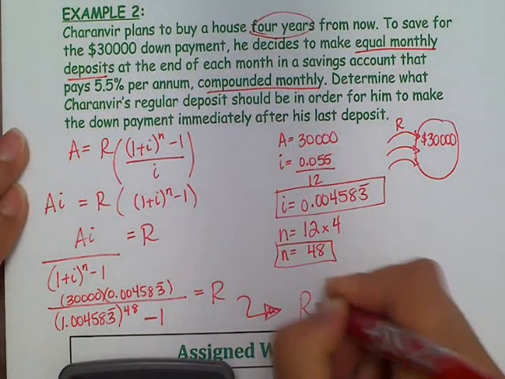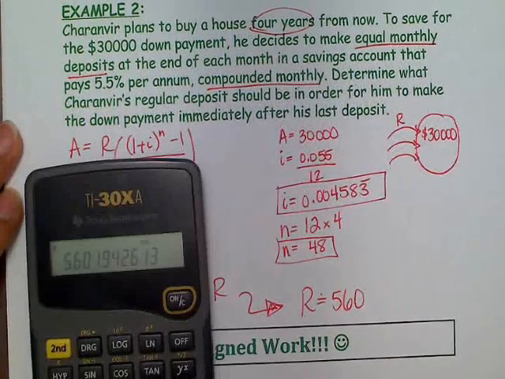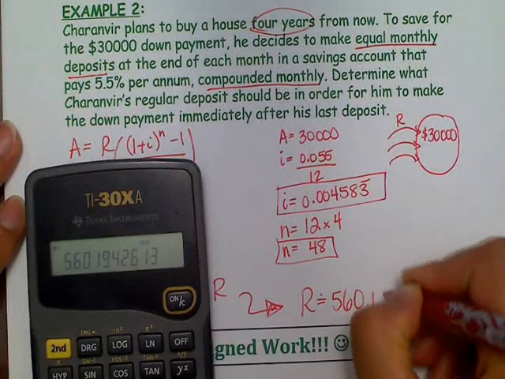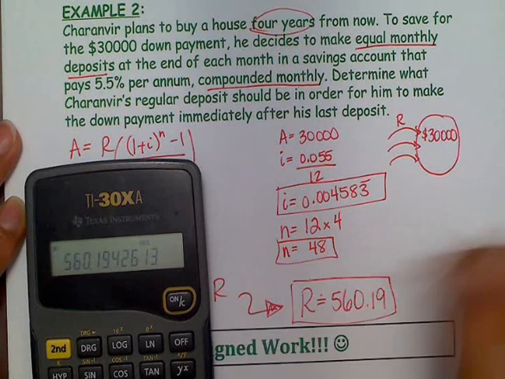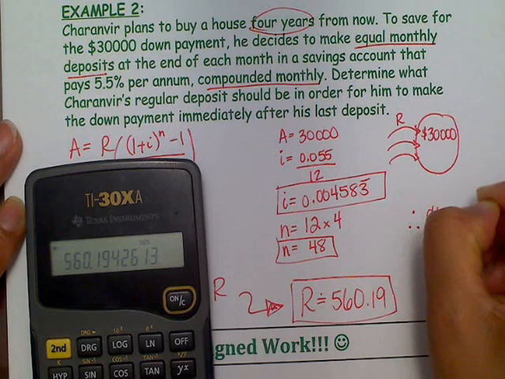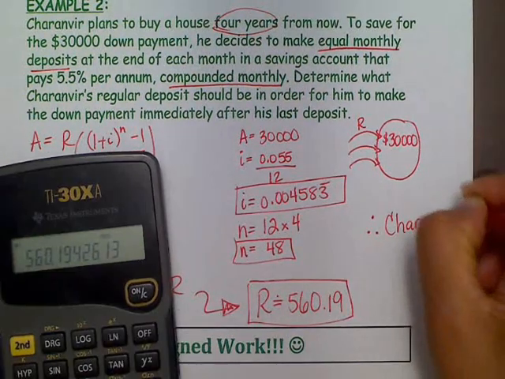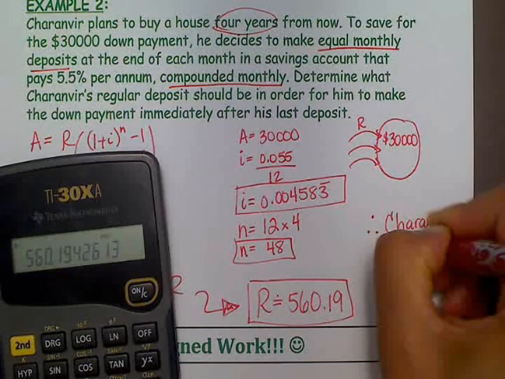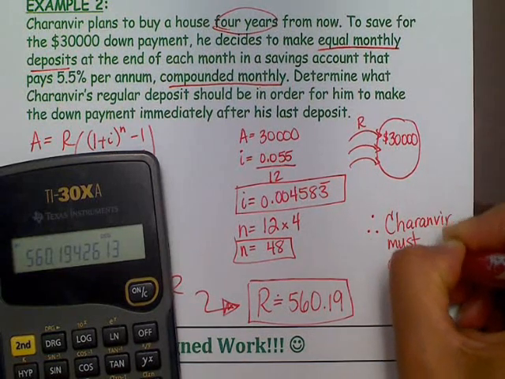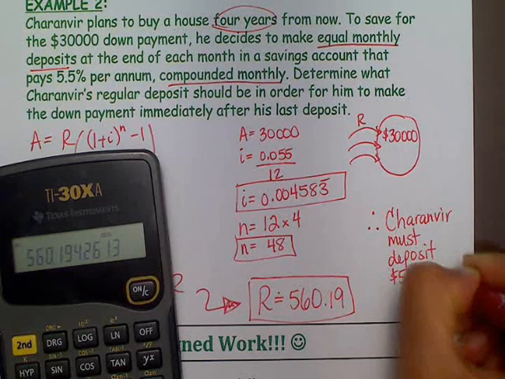Okay, so I got about $560 and 19 cents. Okay, so therefore Tranvir must deposit $560.19 monthly.